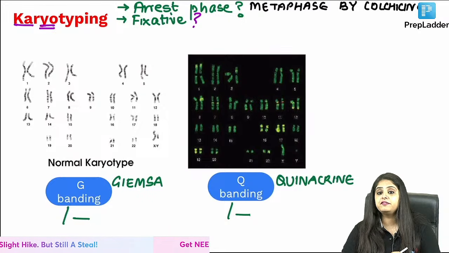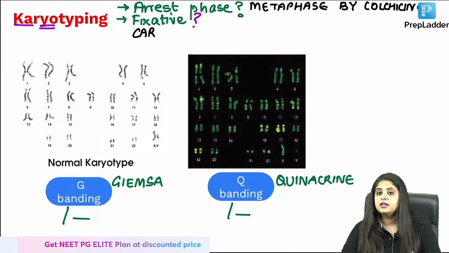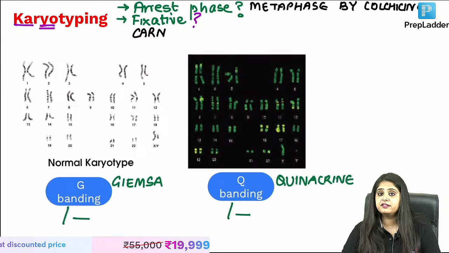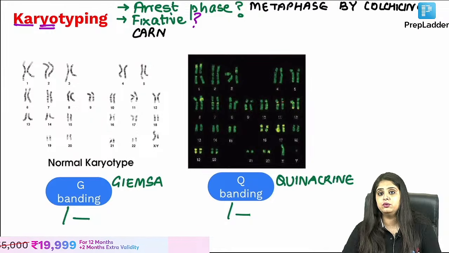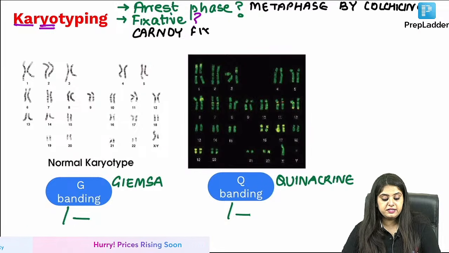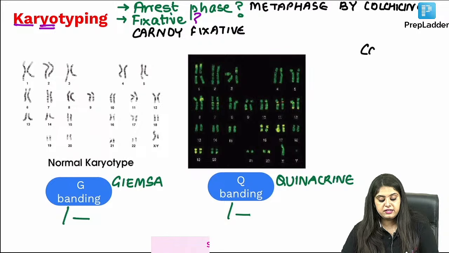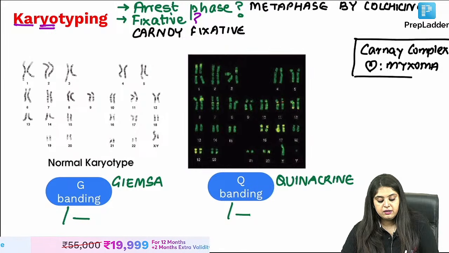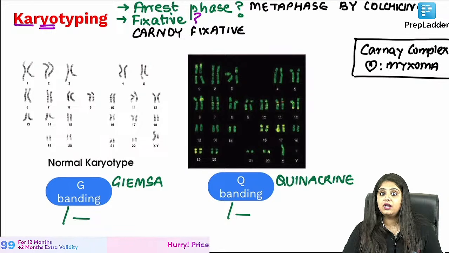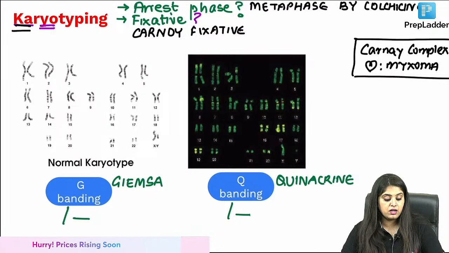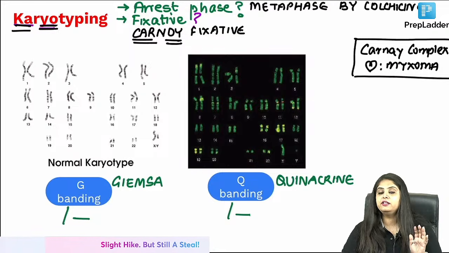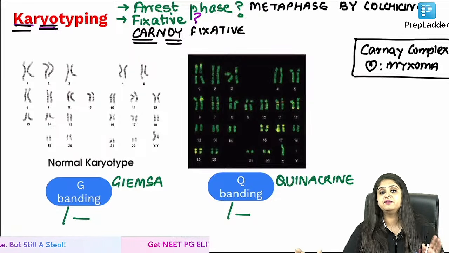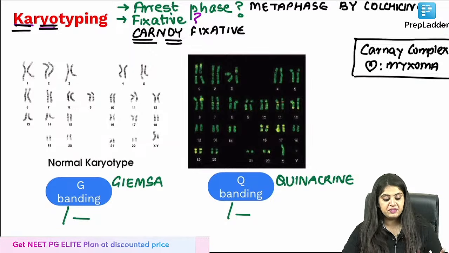Next, I will ask you what is the fixative. So, Carnoy fixative. Sorry for being so mean, but that is how the examiner goes ahead with it. It is Carnoy fixative. Please note that yesterday I taught you something called Carney's complex. Somewhere in the heart, do you remember a tumor called myxoma of the heart? Over there I taught you that Carney's complex is in myxoma of the heart. Yes, that is different. This is Carnoy. So car for car and yo for yo. So be very yo-yo in the exam. Okay, Carnoy fixative for karyotyping. Please don't mess up.